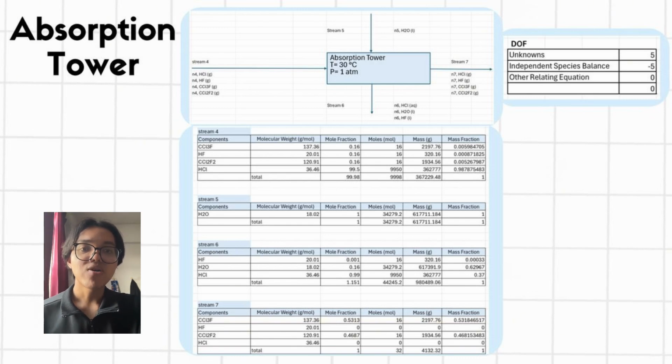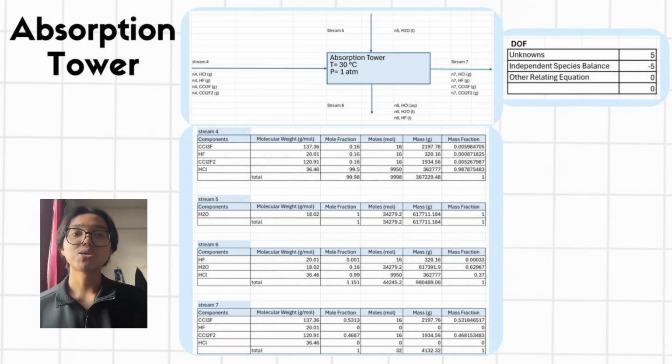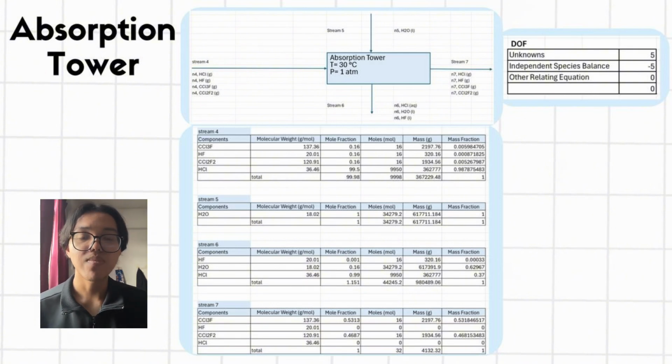So for stream 4, this results in a total mass of 36,722 grams, dominated by HF given its high mole count. Stream 5 is just pure water with 3427.9 moles, contributing a mass of over 617,000 grams. Then we get to stream 6, where notice how both HF and HCl appear in this outlet stream. They have successfully been absorbed by the water, demonstrating that the absorption process is working as intended.